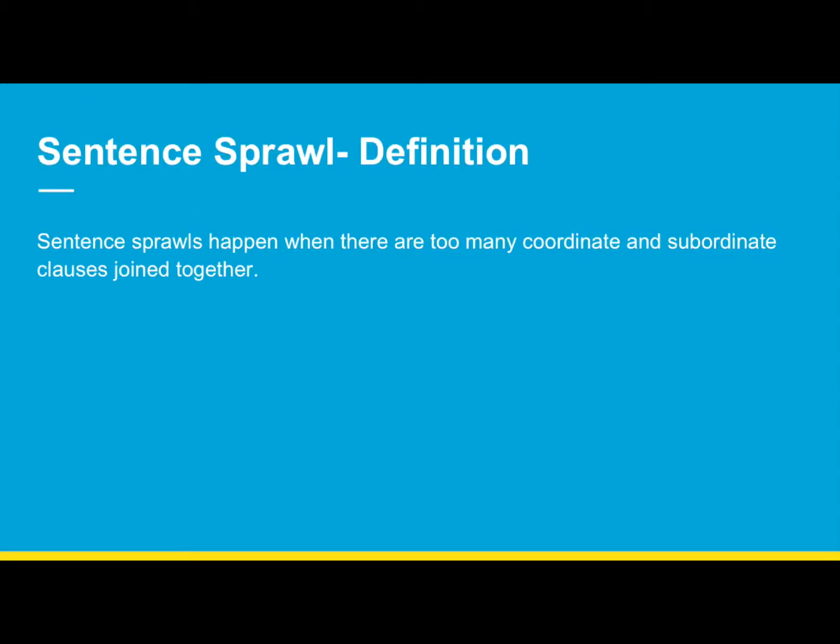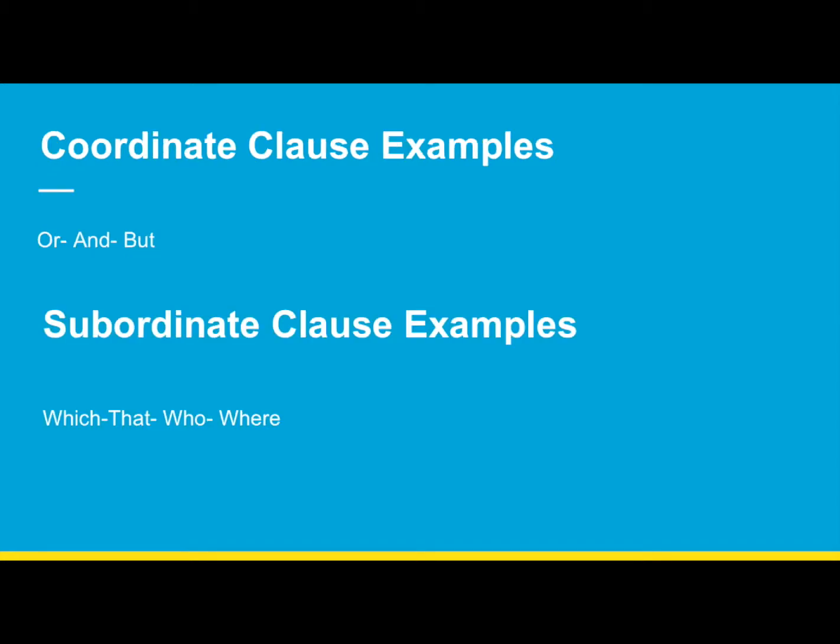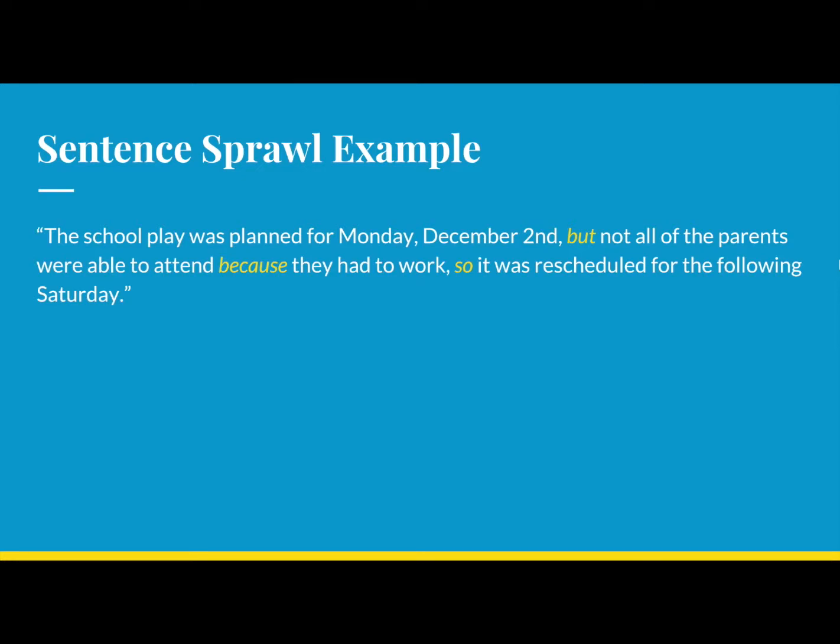So, by definition, a sentence sprawl happens when there are too many coordinate or subordinate clauses joined together. Some examples of coordinate clauses can be or, and, but, and some examples of subordinate clauses can be which, that, who, and where. Here's a sentence that showcases a few different sentence sprawls.